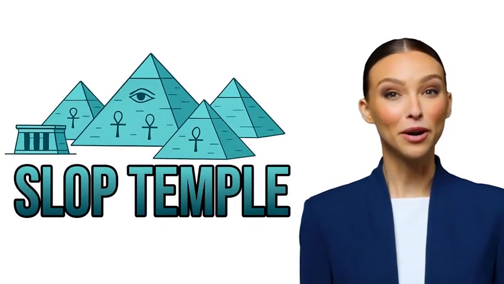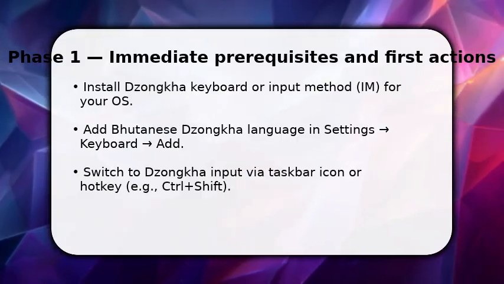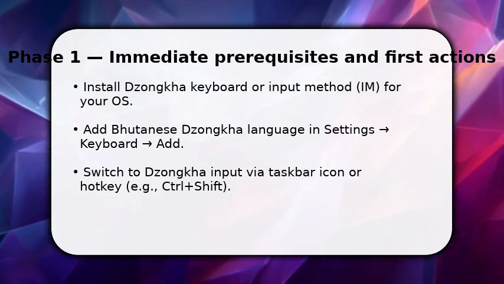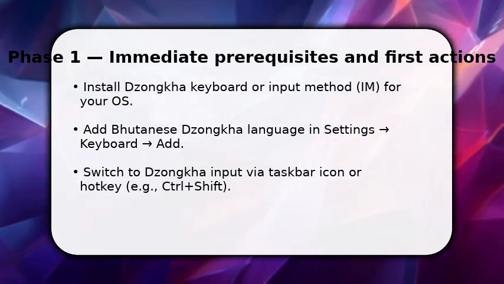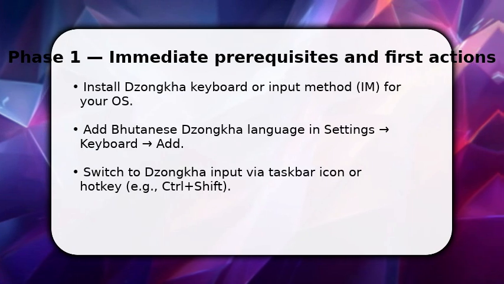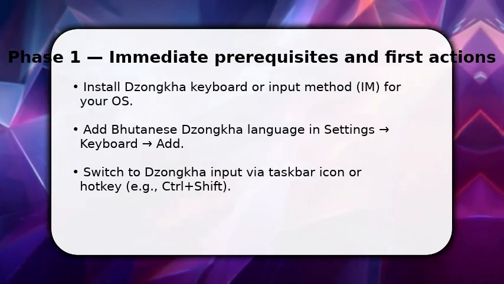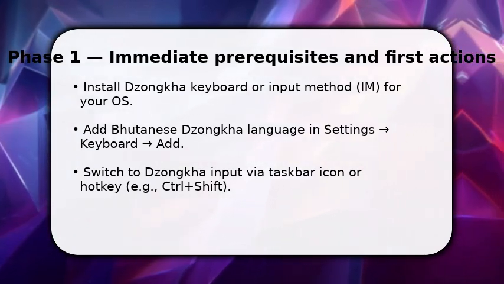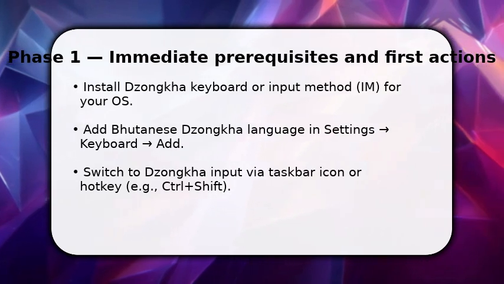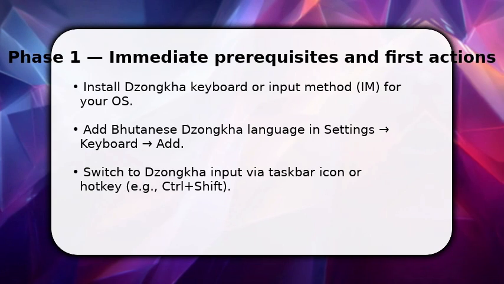We pray this video helps. You begin by enabling the Dzongkha keyboard in your system settings. This is essential. Once done, add the Dzongkha input method and confirm the layout is active. Make sure to set a convenient hotkey, such as Ctrl plus Shift, so you can flip quickly between languages.